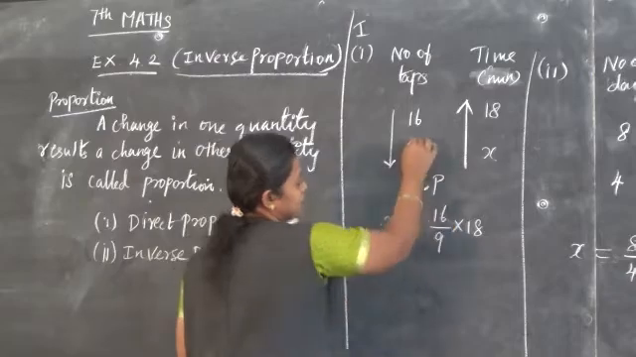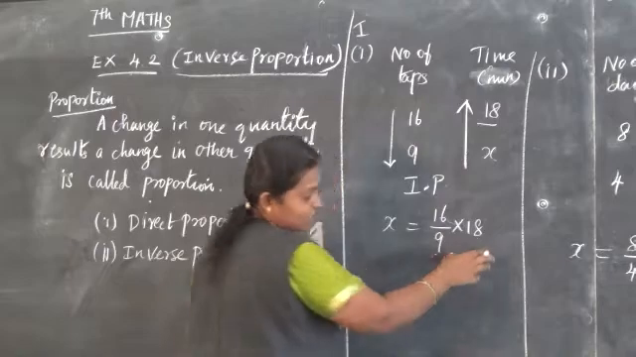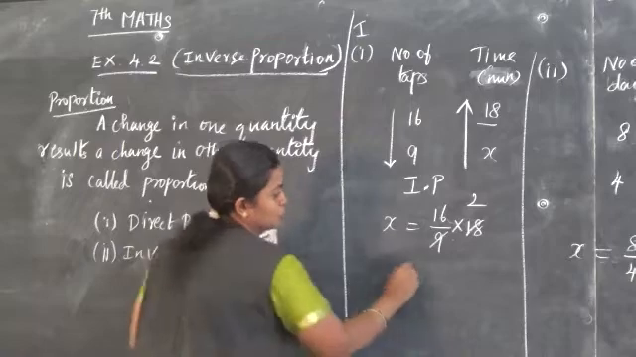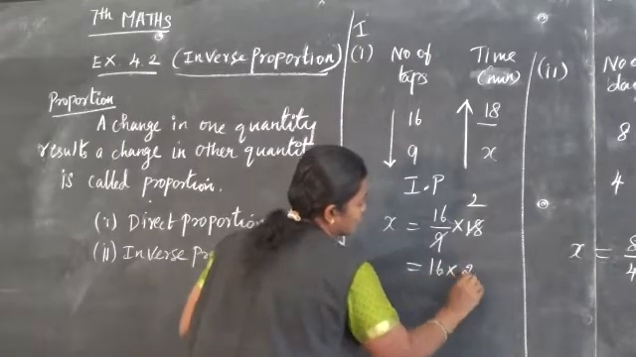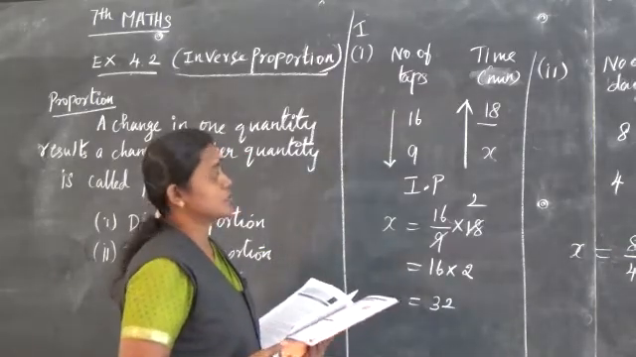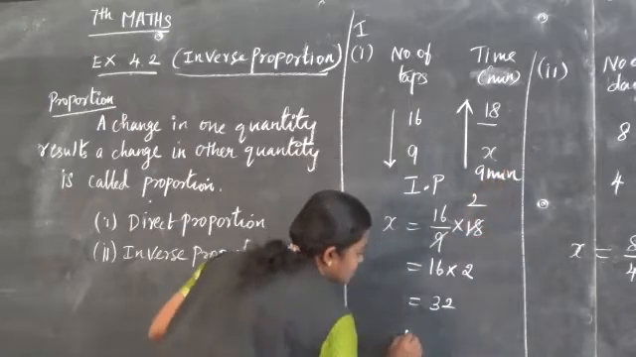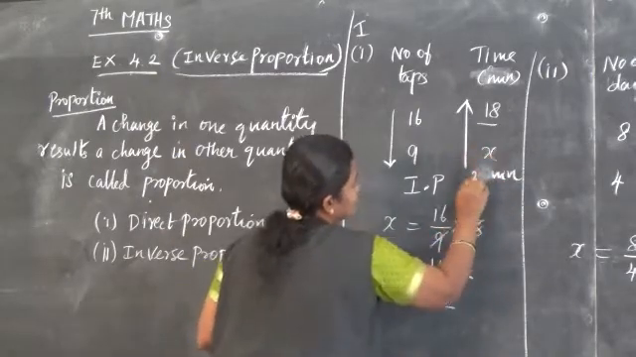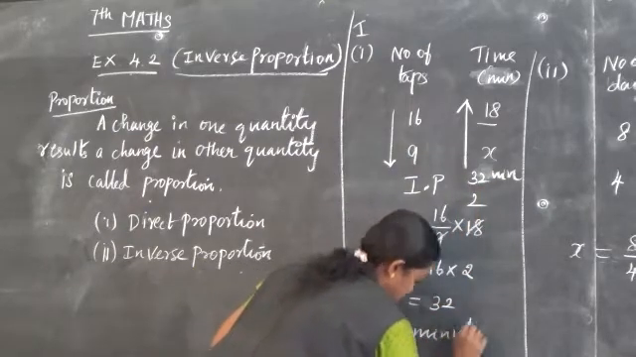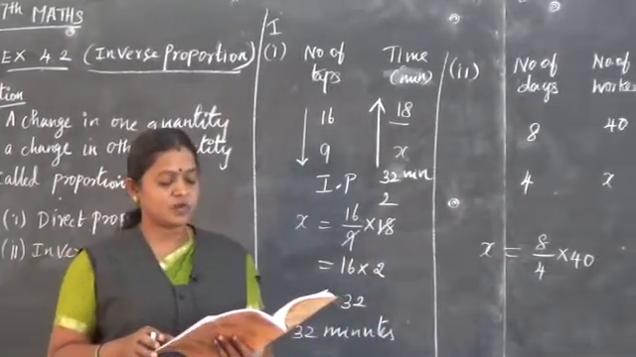So I am writing here 16 by 9. I told you the second quantity is a constant, so you should write it in the second place: into 18. If you are cancelling, you are getting 2. So 16 into 2 you will get 32. So what is the time taken for 9 taps to fill the tank? 32 minutes. The answer is 32 minutes.